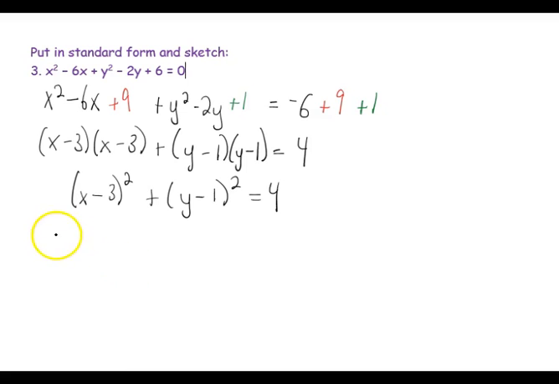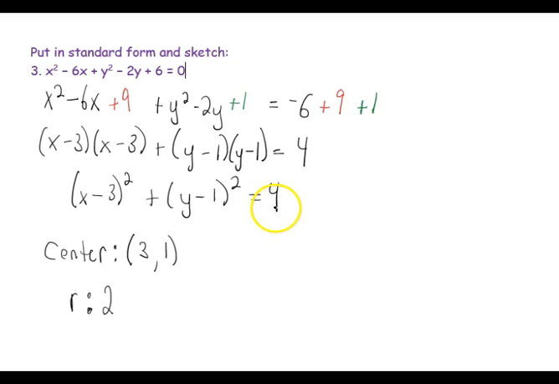Okay, now let's identify the center and the radius so that we can sketch it. So my center is a positive 3 and a positive 1. We're just reversing what we did in those first couple examples. So positive 3, positive 1. And then if you remember over here, this is your radius squared. So the square root of that number will be your radius. And this time it's 2.